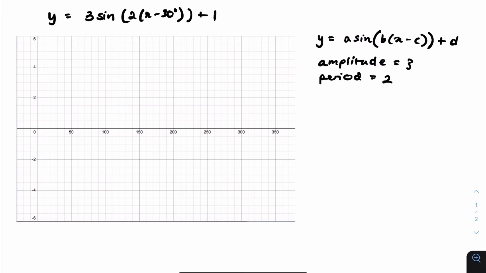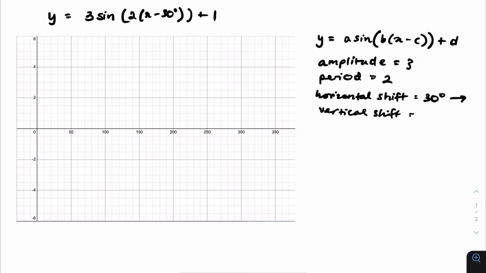And then c, which is our horizontal shift. So this one's counterintuitive. And while we think that because it's minus, it has to go to the left, it's actually going to the right by 30 degrees. 30 degrees right. I'm just going to draw a right arrow. And then our vertical shift, which is equal to 1 unit up.